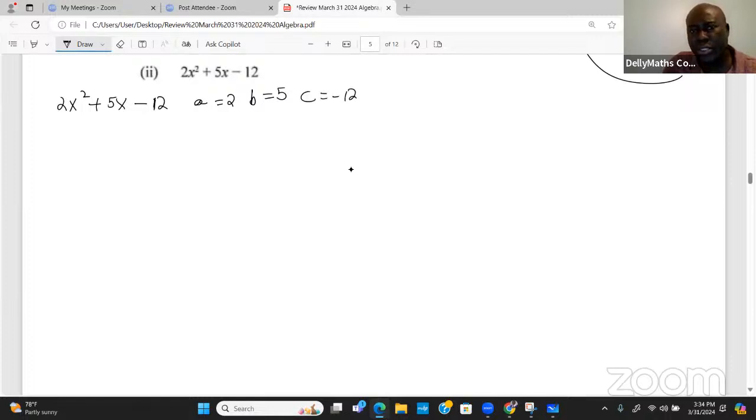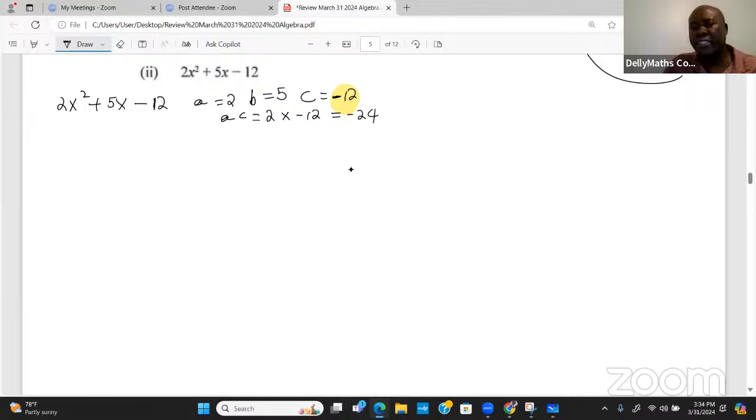I want to take note, when I see the negatives, I highlight it. Show respect for your negative, because if you really miss that negative, you're going to spoil everything. So what we're going to do is to just find our AC. AC means A times C. So that is 2 times negative 12, and we're getting negative 24.